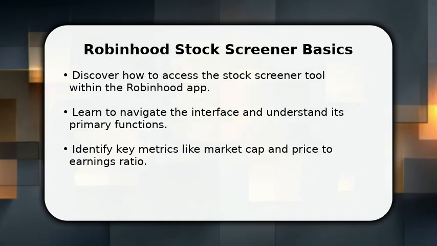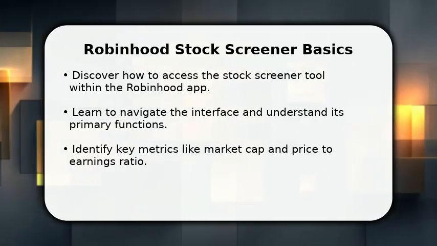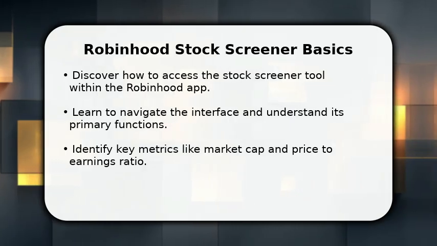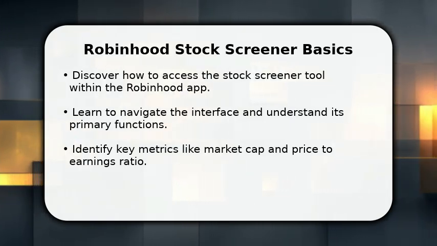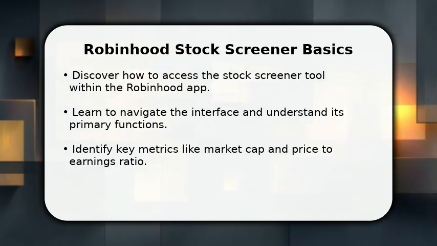In this video, I will show how to use the stock screener on Robinhood. First, open your Robinhood app and locate the search bar. Tap it, then scroll down to find the stock screener option. This tool helps you filter through thousands of stocks to find potential investments.